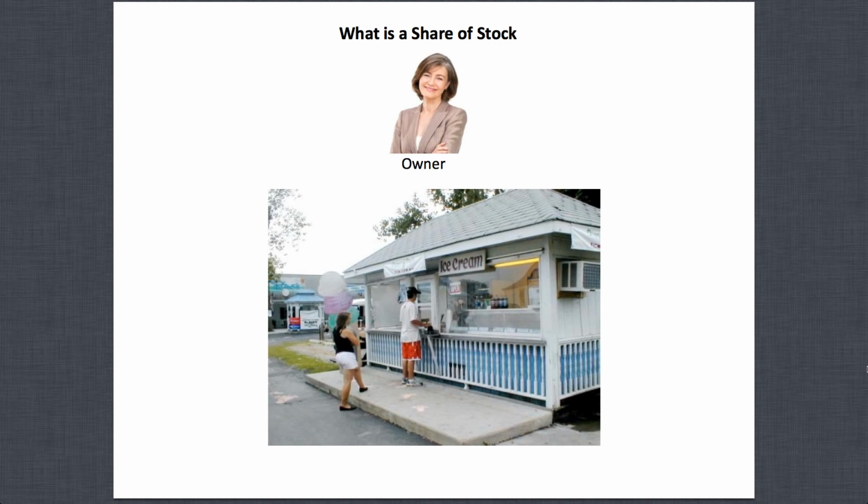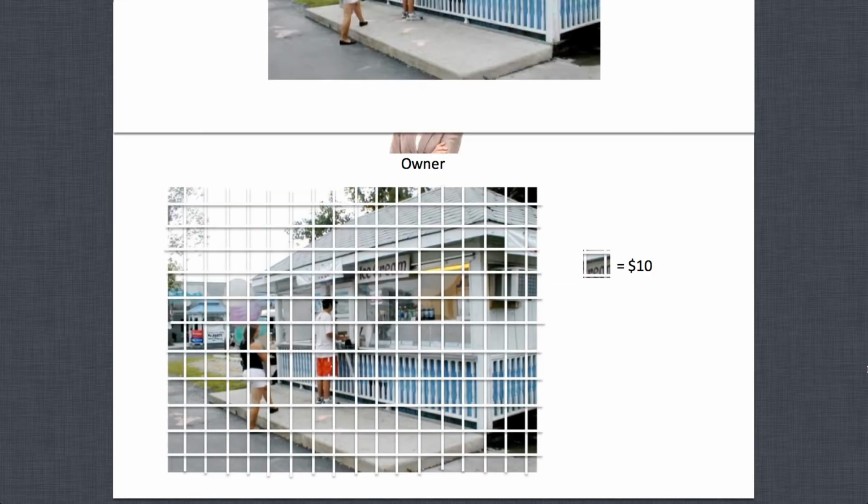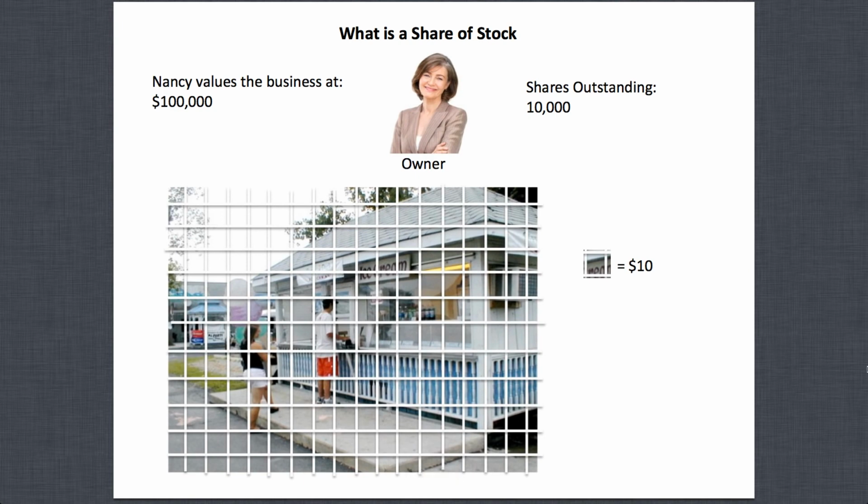So let's say she's having a hard time selling her business for $200,000 and now she's wanting to sell it for $100,000. So that ice cream stand that you see right there on the screen, she's trying to sell that business, that small business, for $100,000. And she's really having a lot of problems doing that. And so maybe she's going to break the company down into shares. Okay, so what is a share of stock?